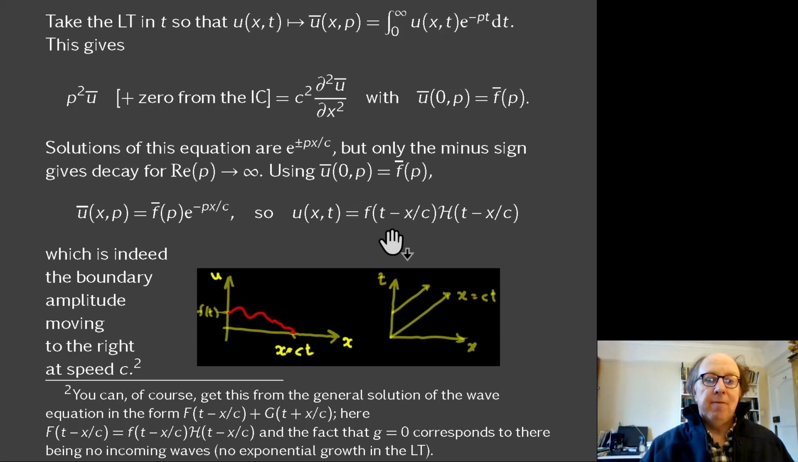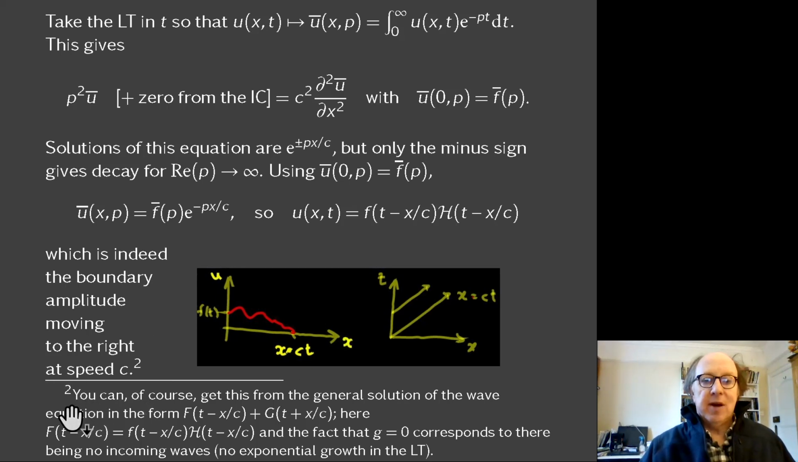And what is that? That is indeed the boundary signal f of t delayed by x over c. In other words, it's travelling out in the x and t plane. It's travelling along lines x equals ct, with speed c. And if you were to draw a diagram of the solution itself at a particular time, it would be whatever it is up to x equals ct and then 0 everywhere else.